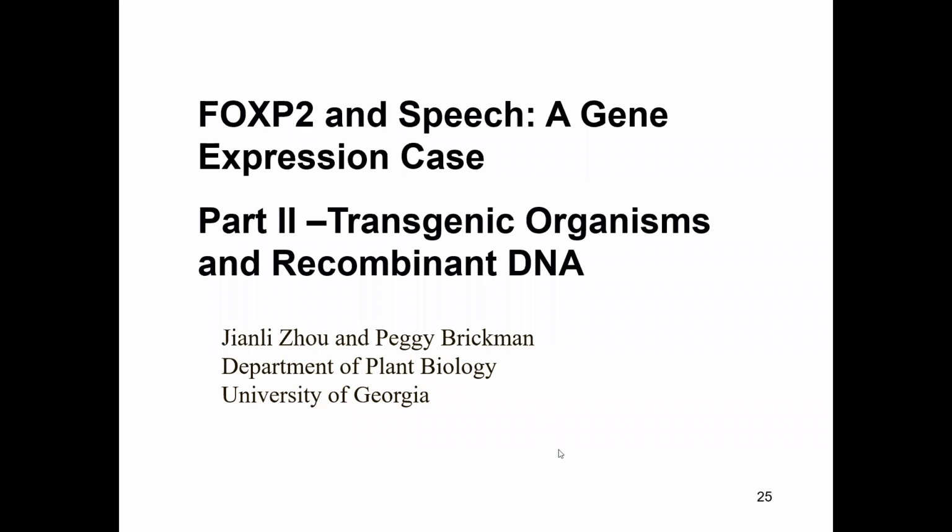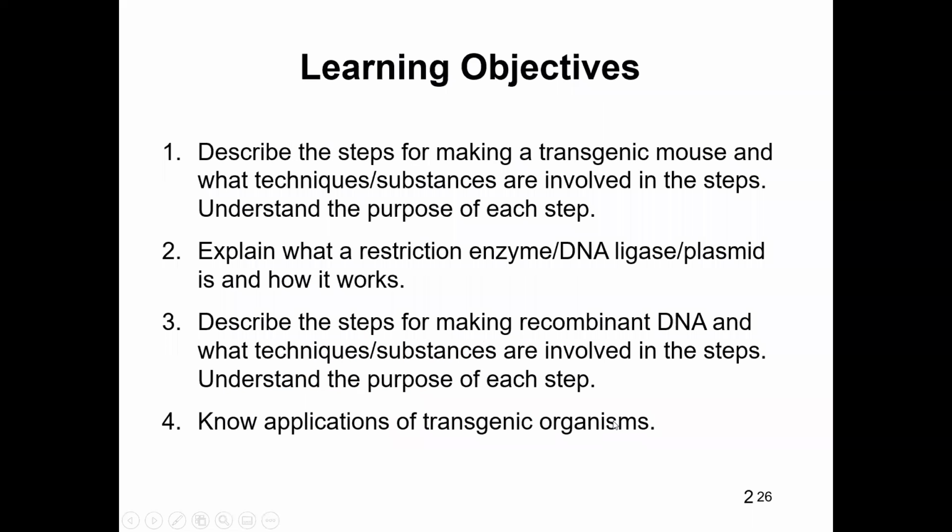Okay, so now part 2. Our learning objectives are to describe the steps for making a transgenic mouse and what techniques or substances are involved in those steps, and understand the purpose of each step.